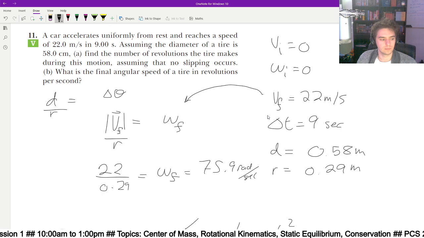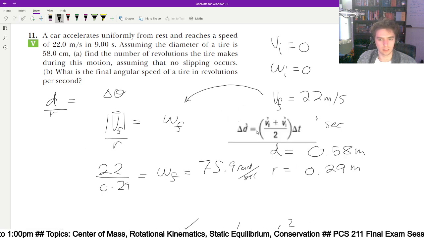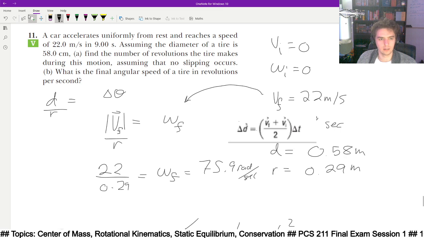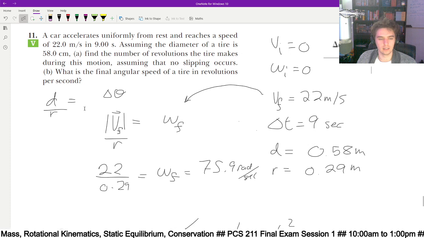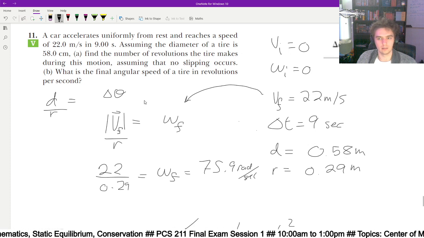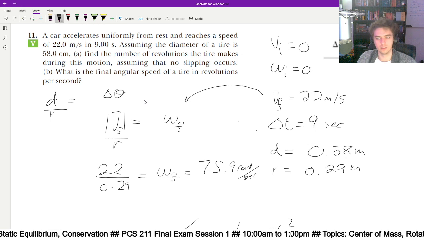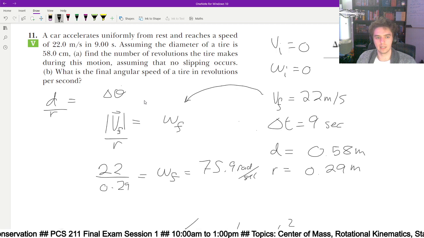Just for people who watch the recording: this is the formula that was suggested to find D. To find D you do this, right? The distance traveled. Divide that by R, and you'll get delta theta.